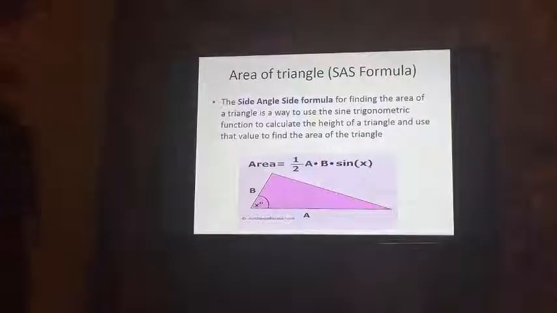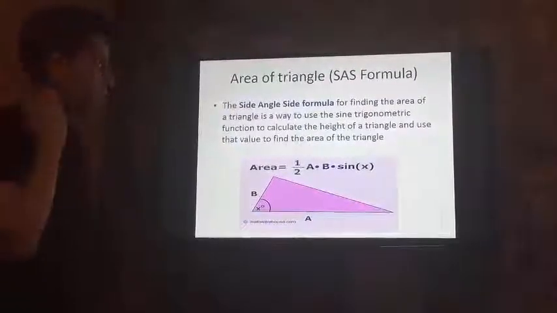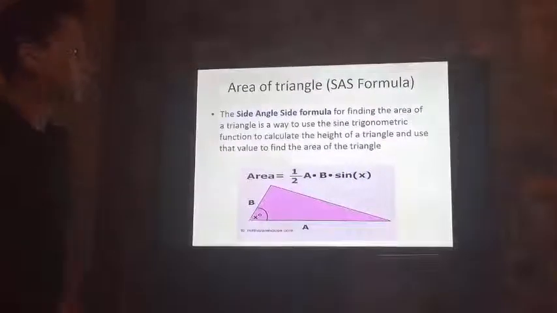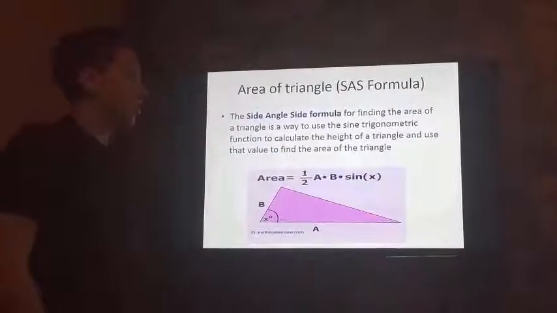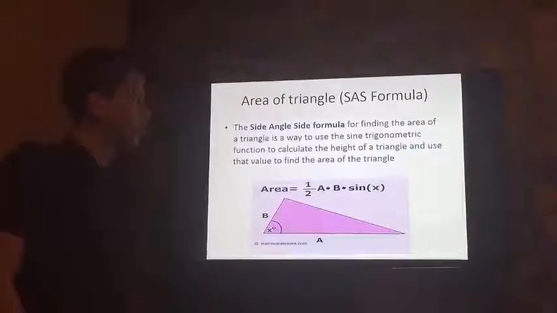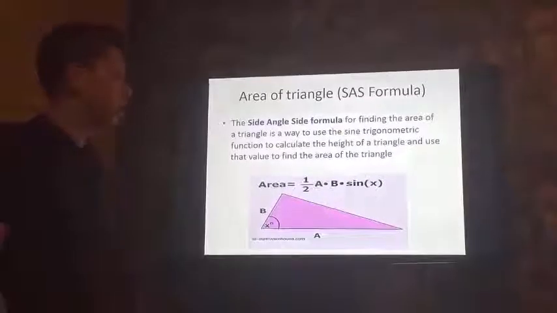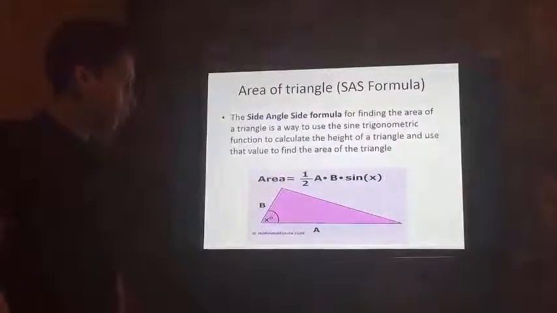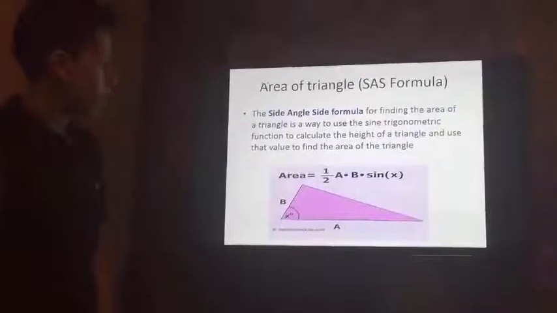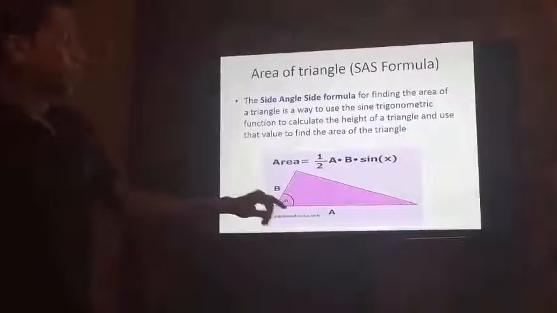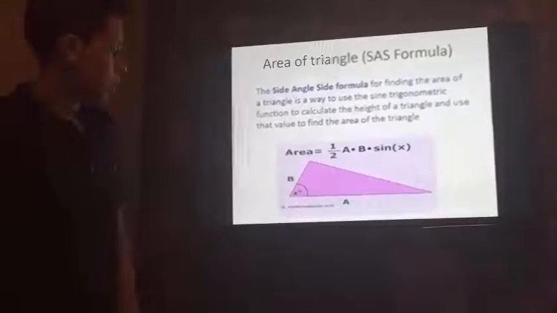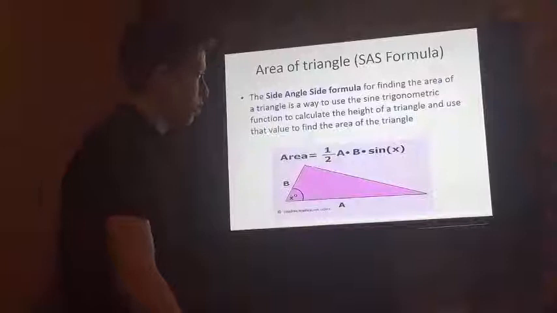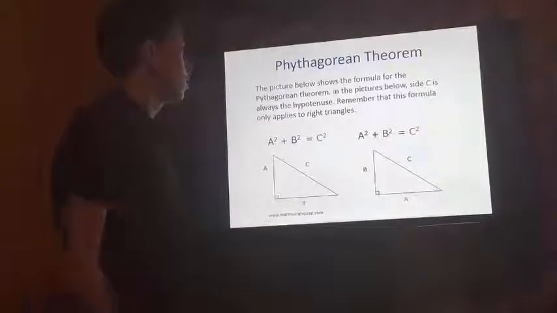This is the second formula, side angle side. The side angle side formula for finding the area of a triangle is a way to use the sine trigonometric function to calculate the height of a triangle and use that value to find the area of the triangle. Area equals 1 divided by 2, a times b times sin x.